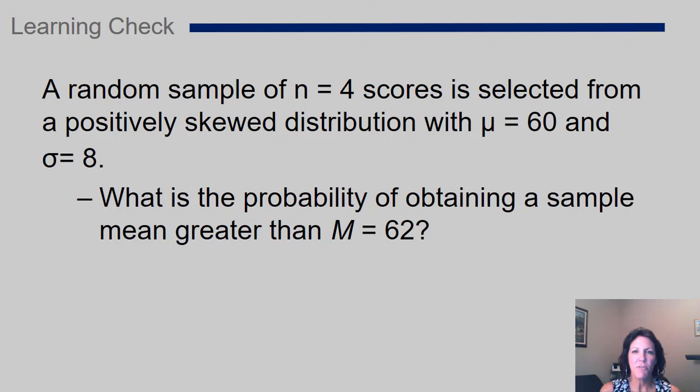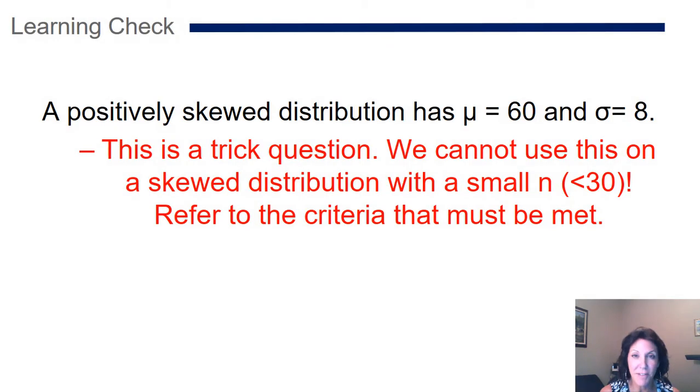All right, here's one more. A random sample of 4 scores is selected from a positively skewed distribution with a mean of 60 and a standard deviation of 8. What is the probability of obtaining a sample mean greater than mean equals 62? Okay, I'm not even going to have you do this. It's a trick question. We can't use this on a skewed distribution with a small n.